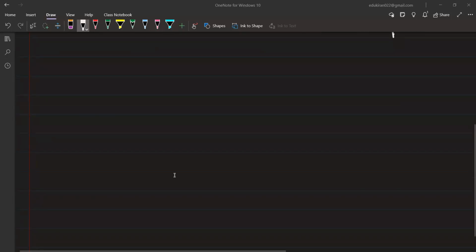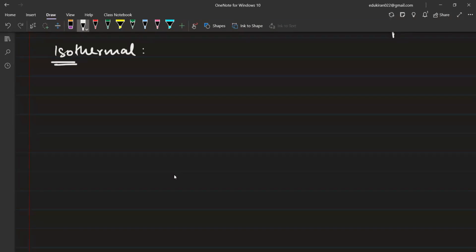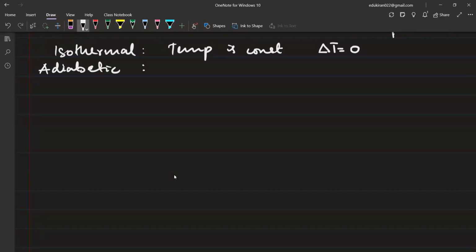Next, please see. We talked about different types of thermodynamic process. We said that an isothermal process is there. The name itself says isothermal. In this, the temperature remains constant, so we can write delta T equal to 0. Change in temperature is equal to 0. Similarly, in an adiabatic process there is no exchange of heat, so the heat involved, given by Q, is equal to 0. Similarly, you will have the isobaric process.